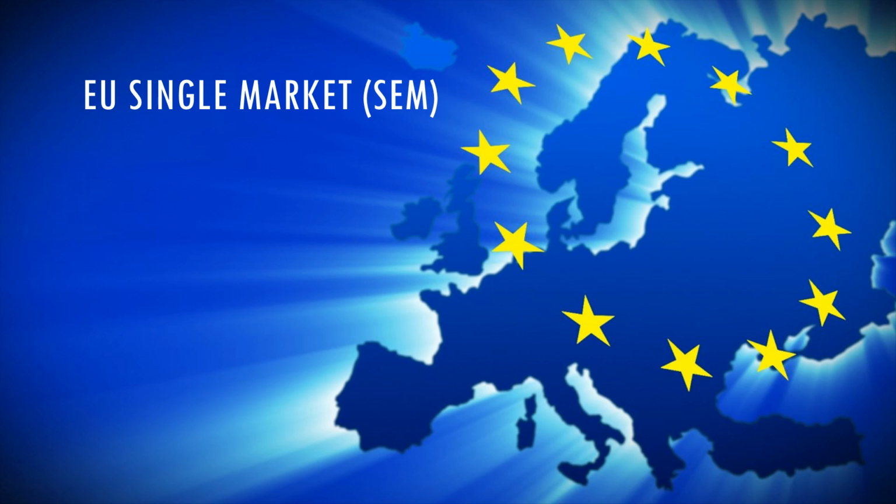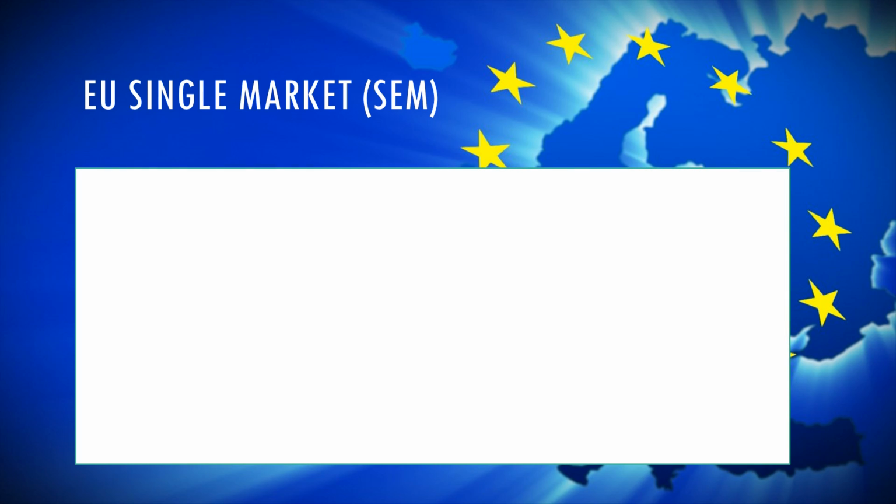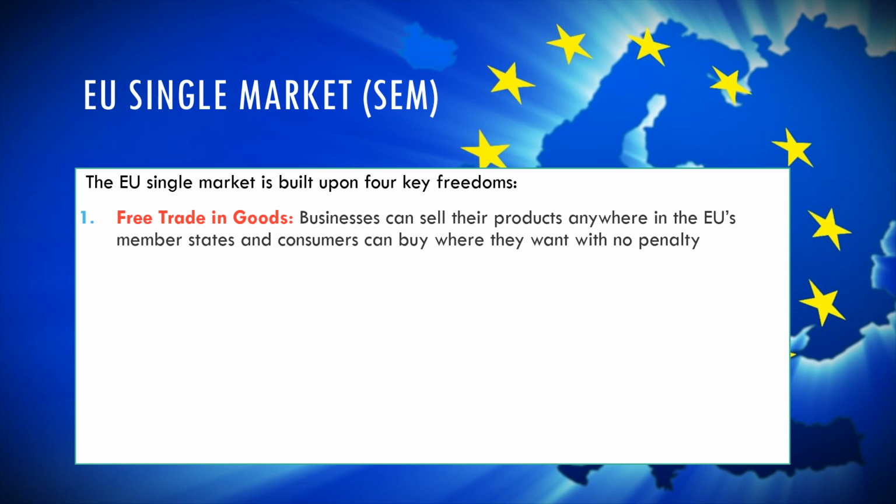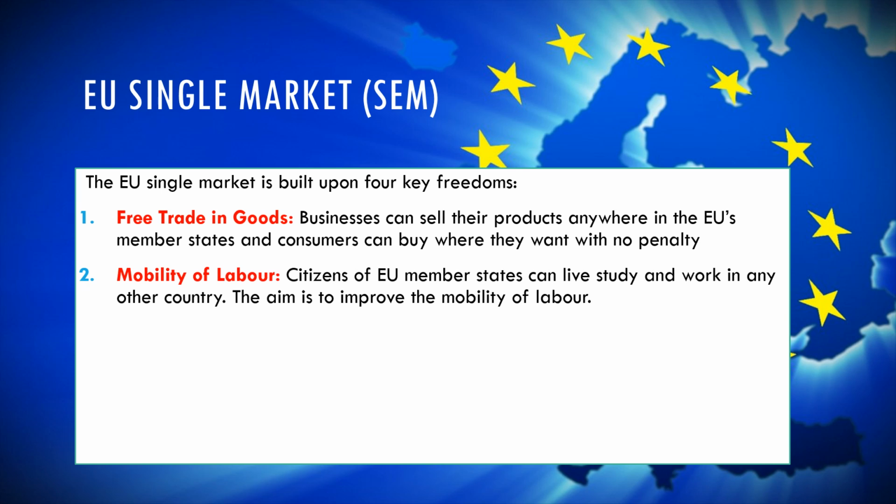The European single market, sometimes known as the SEM, the single European market, is based on four key principles. The first is that as part of this trading bloc, there is free trade in goods. So businesses can sell their products anywhere in the EU without any tariffs, without any quotas, and there can't be any penalties. The second one is mobility of labour.